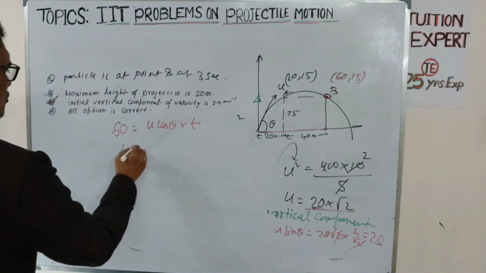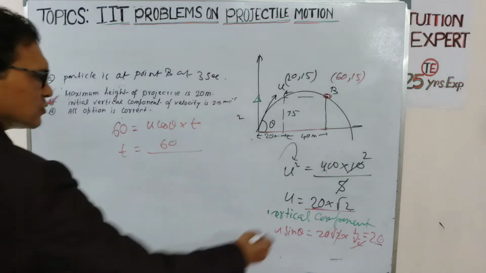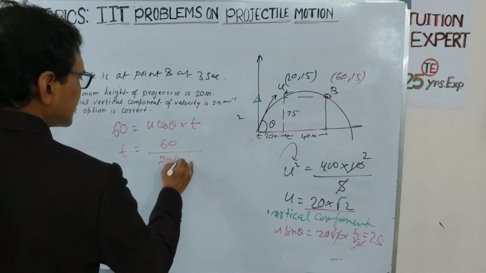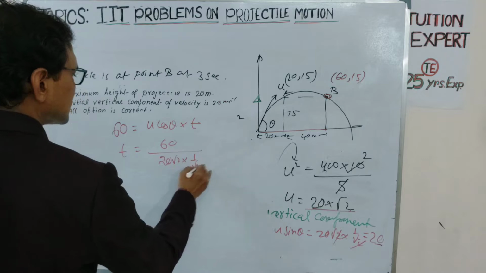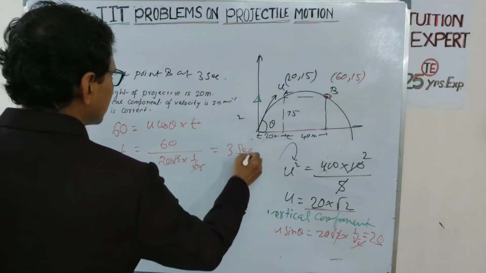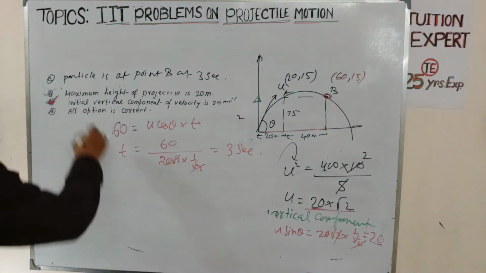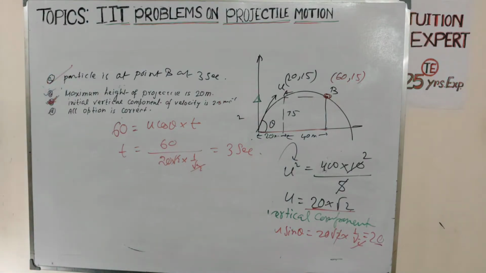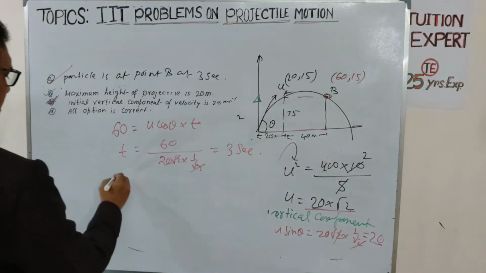So t equal to 60 by u equal to this into cos theta, cos 45 degree. So this is 3 seconds. So this option is also correct. Okay. Now maximum height of projection we get easily.